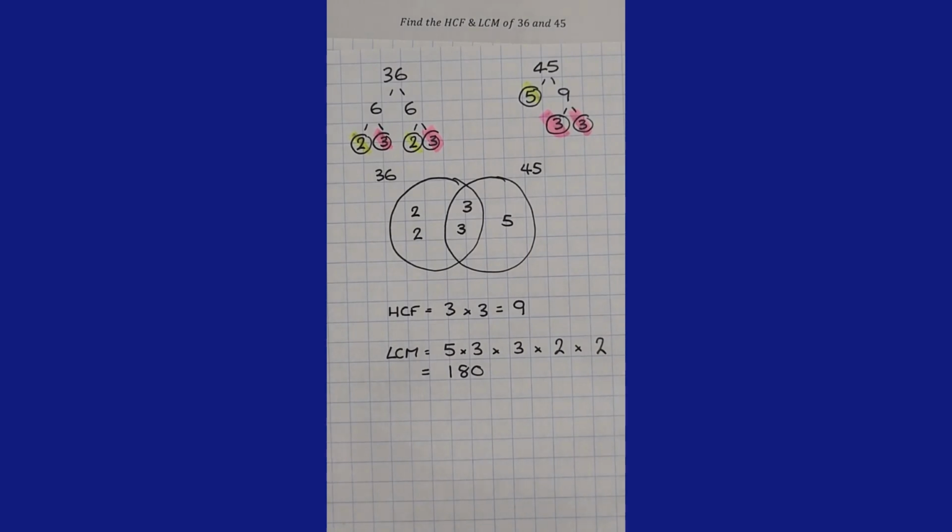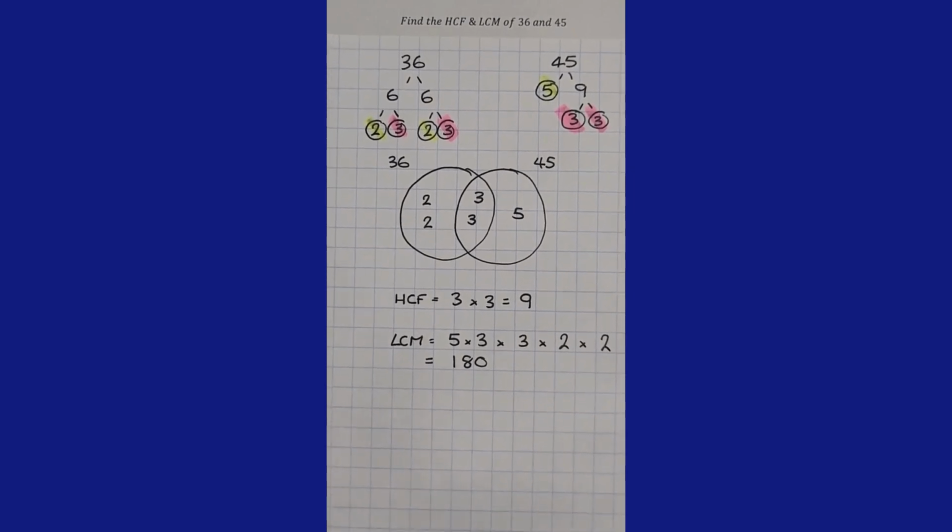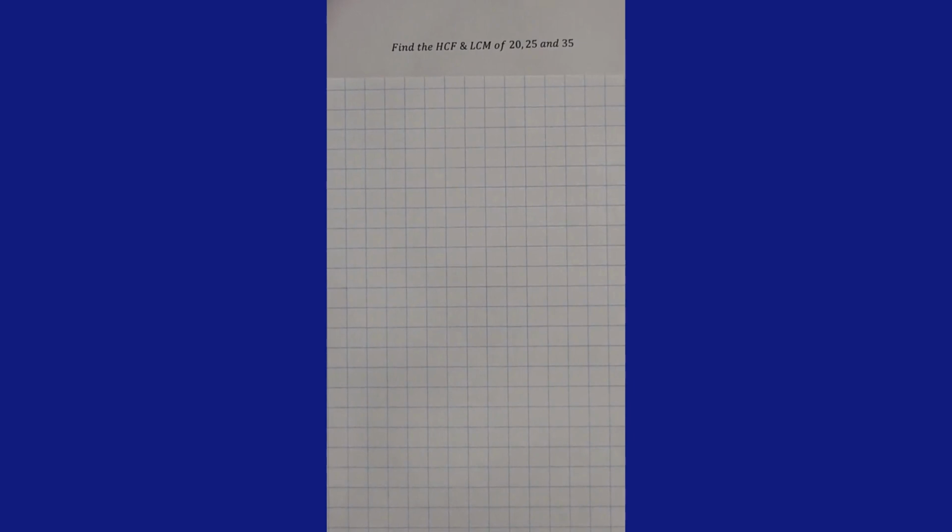And that's how we would do highest common factor and lowest common multiple for those 2 numbers. So again, very similar method. It's a nice solid method. It helps us with prime factors and gets us familiar with Venn diagrams and the overlapping side of the Venn diagrams.